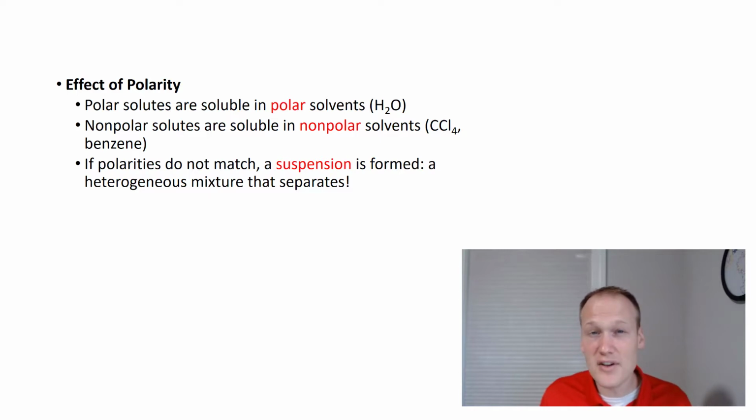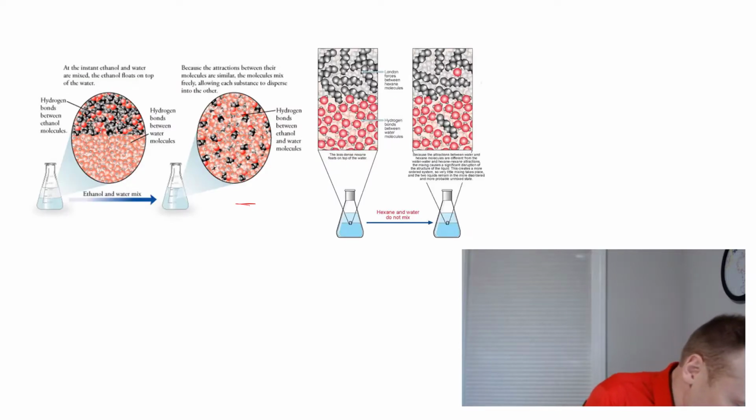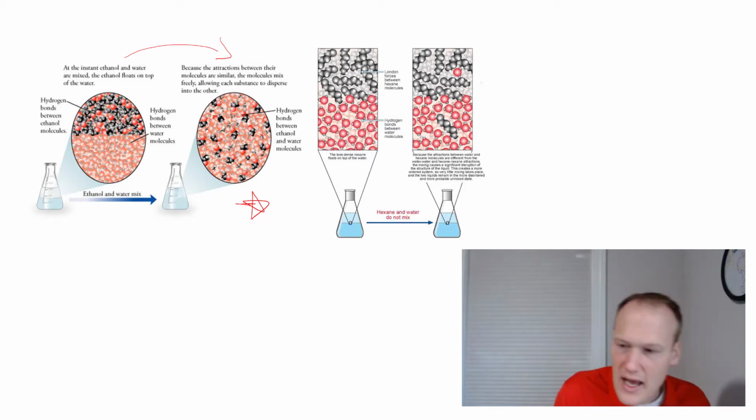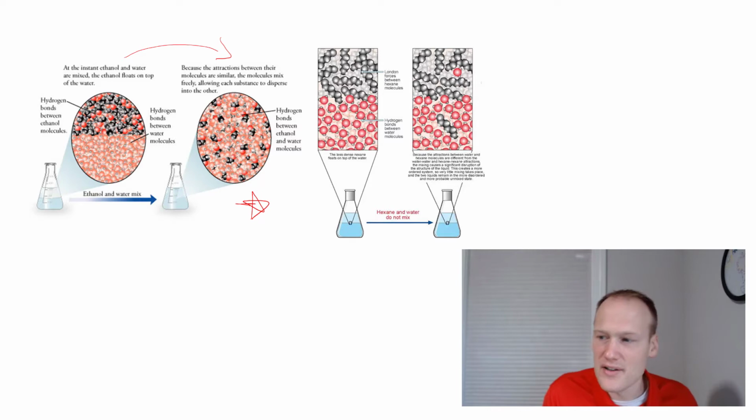If the polarities don't match, you're going to form a suspension, like when you have oil and water that separate. This graphic shows how ethanol and water over time will mix together because they have similar polarities. But something like hexane and water, no matter how much you mix them, they're not going to mix together because hexane is nonpolar and water is polar. So they will stay in suspension.